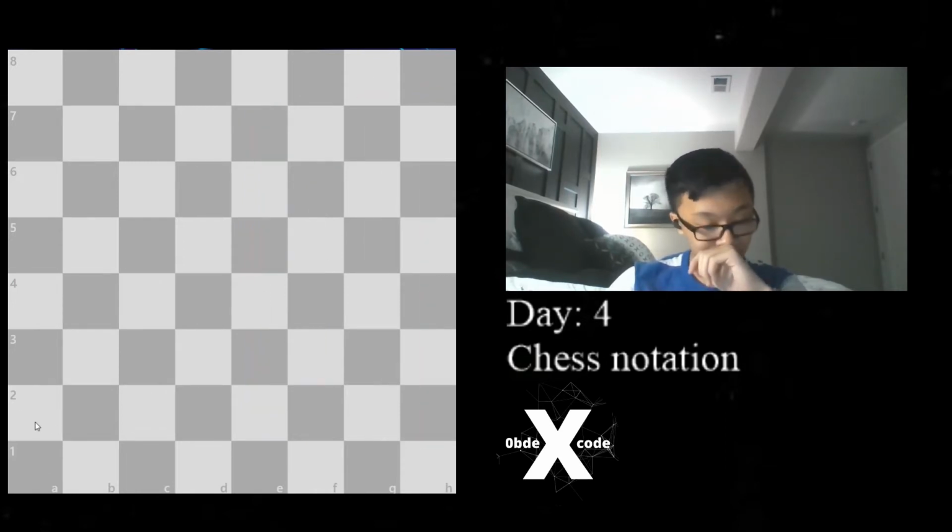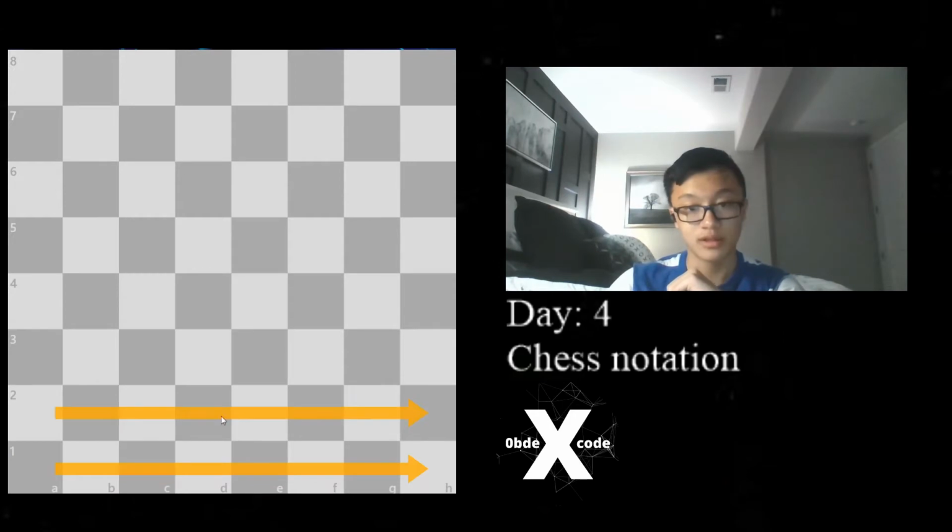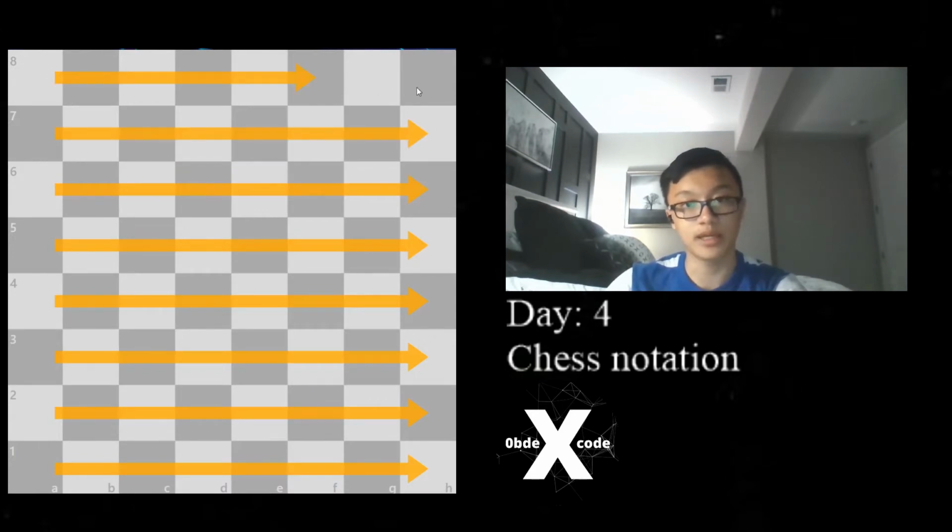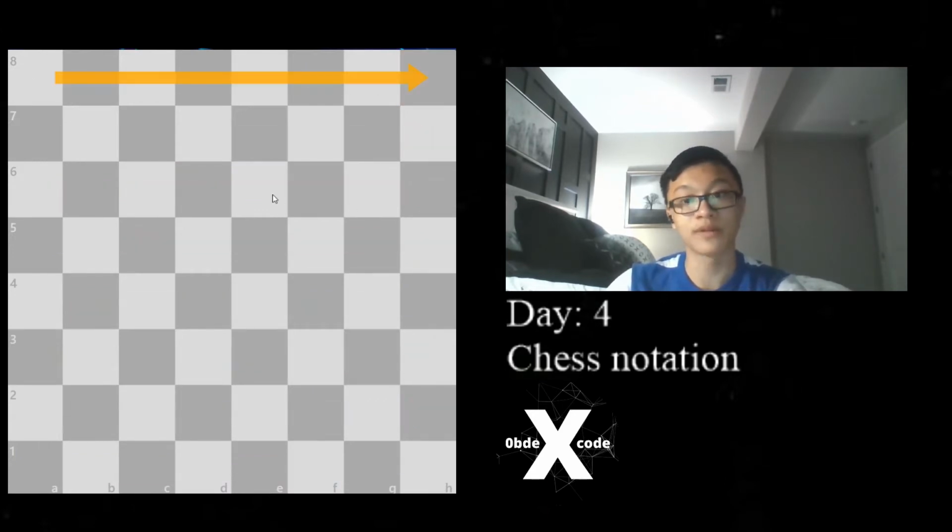Now for the ranks, if you can see, here, this would be the first rank, second rank, third rank, fourth rank, fifth rank, sixth rank, seventh rank, and eighth rank. So that's basically how the files and ranks work. For files, it's A, B, C, D, E, F, G, H. And for the ranks, it would be 1, 2, 3, 4, 5, 6, 7, 8.